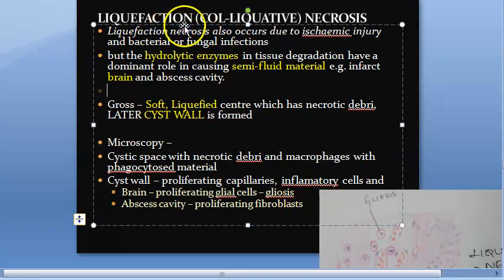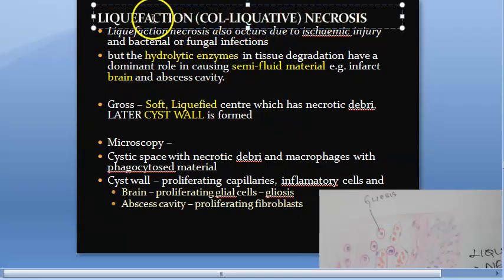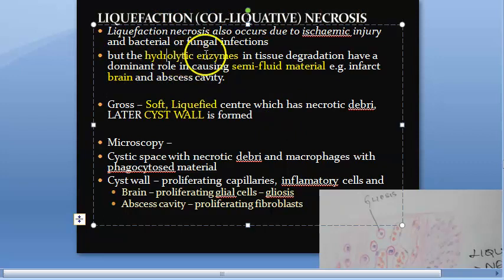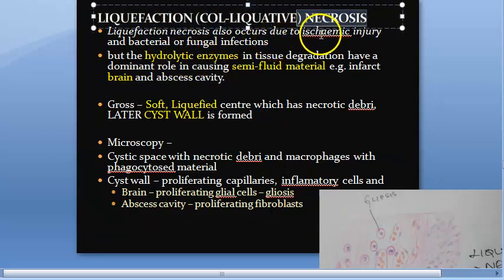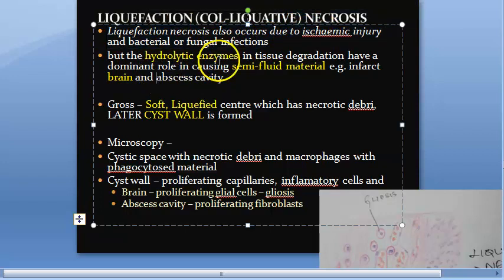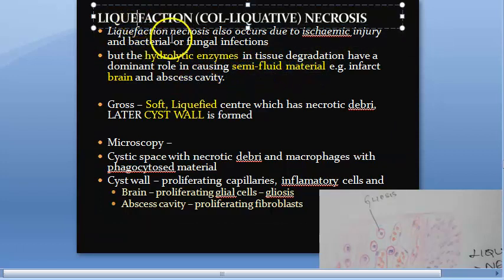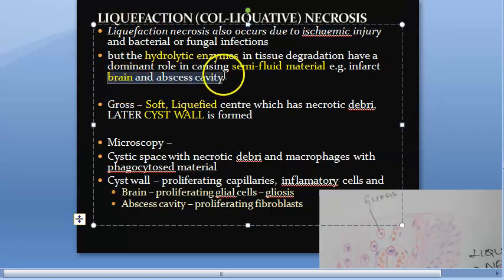Now let us go to liquefaction or colliquative necrosis. Here what happens? Again, same thing, due to ischemic injury, bacterial, fungal infections. But here the hydrolytic enzymes have a predominant role and they produce a semi-fluid material. So that is why the name liquefaction necrosis. It happens in the brain and abscess cavity. You should remember the examples: brain and abscess cavity.